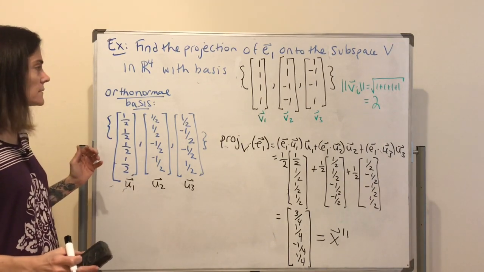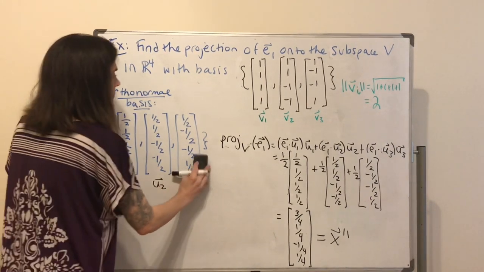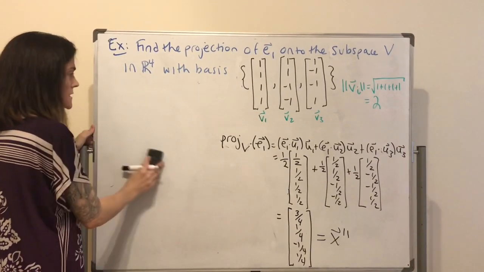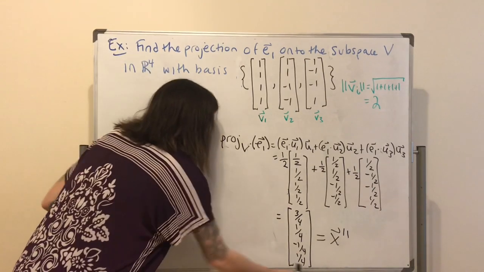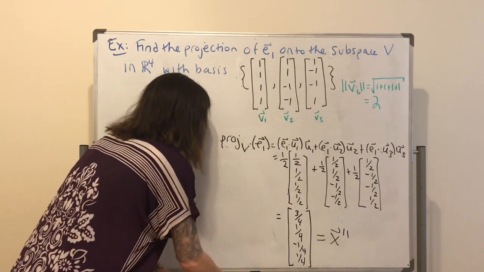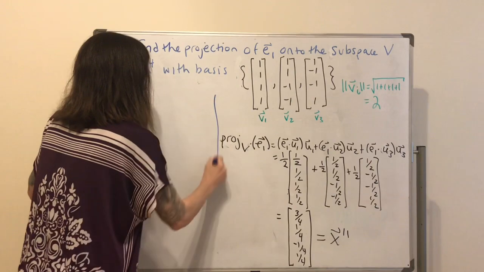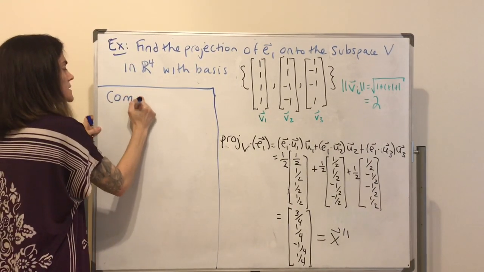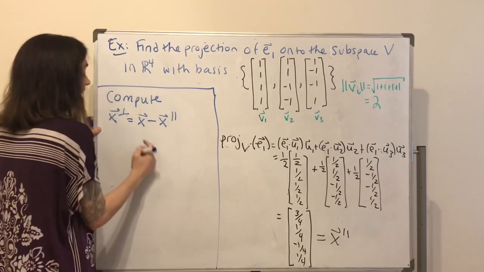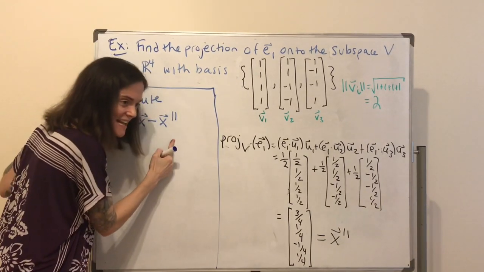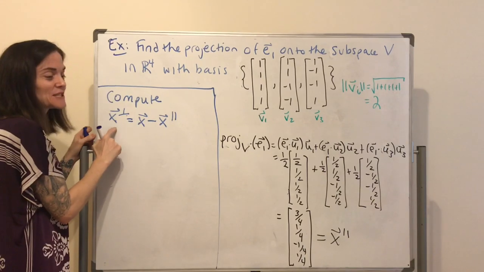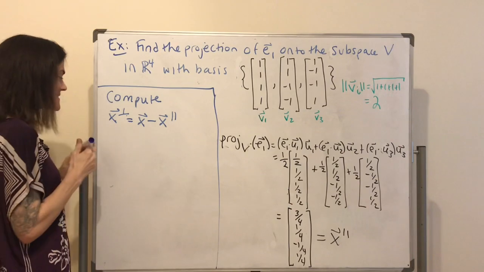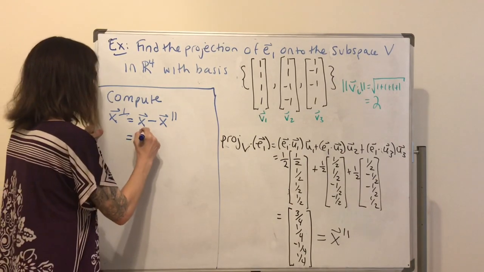Now, maybe I'll erase my orthonormal basis. I'll leave my original basis. And just for this first example, let's compute, as I mentioned, this one. You take x minus the orthogonal projection, and it's this. And this should be perpendicular, orthogonal to the entire subspace. Well, here we go.